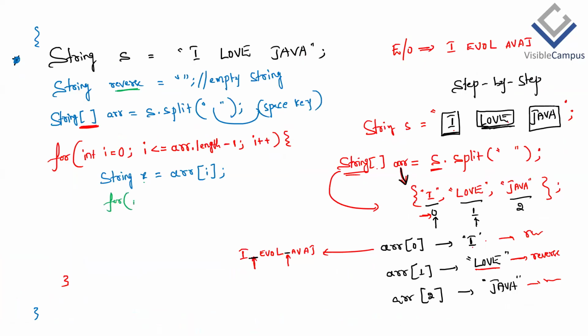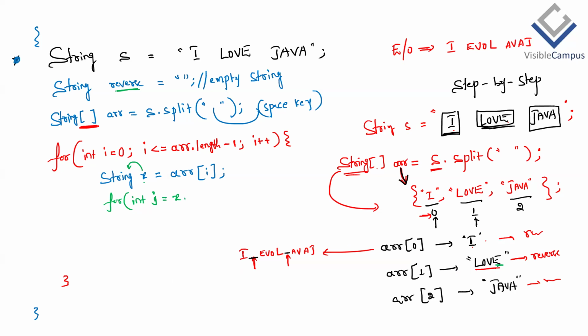For loop, int j. We can't use i. J equals, yeah. To get the reverse, from where do we have to access? From the first element or from the last element? The last element of the X string. Yes or no? Please tell me. X dot, yeah, length is what? Property or method? Property. X is what? String or string array? String, then how come you use a property?